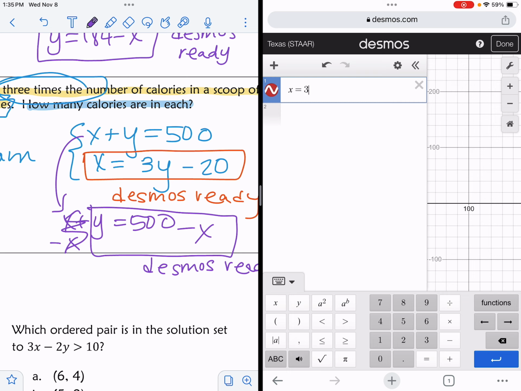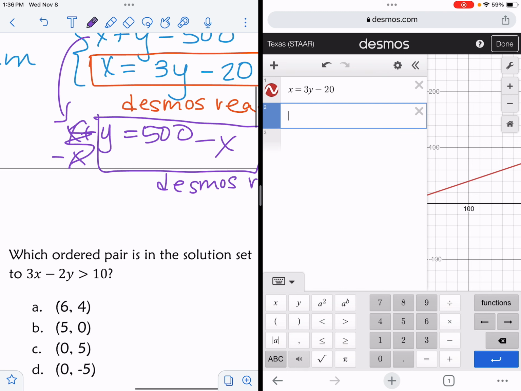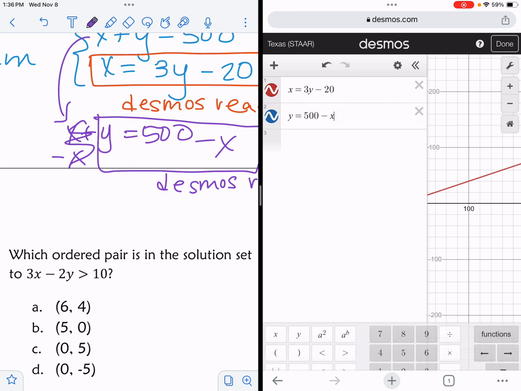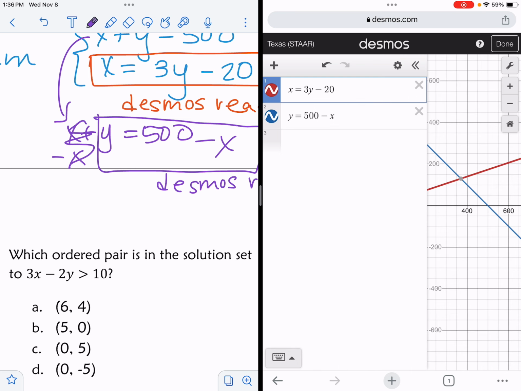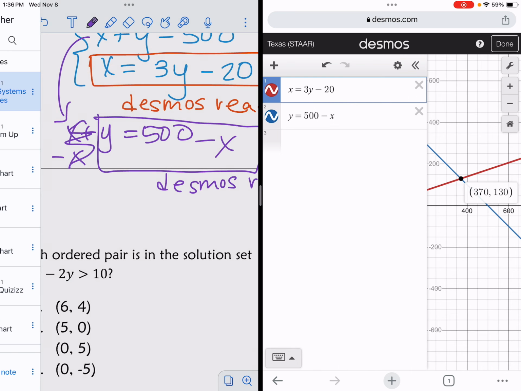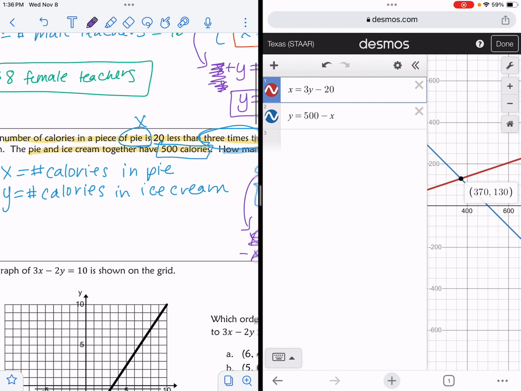I'm going to type in x equals 3y minus 20. That one's ready. And then now I'm going to type in y equals 500 minus x. Hunt for the intersection. There it is. 370, comma 130.